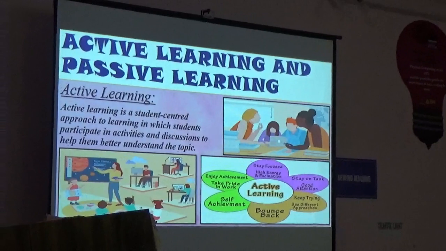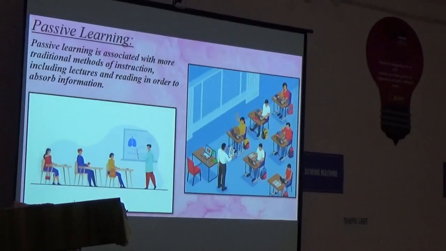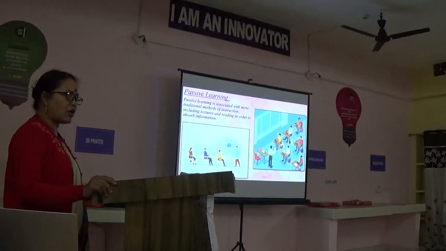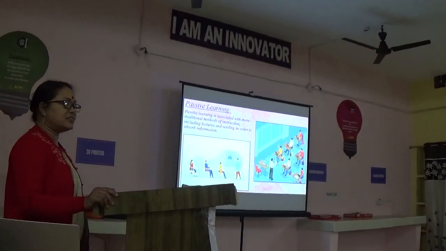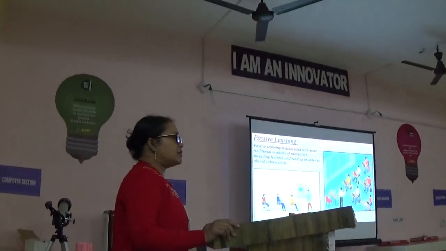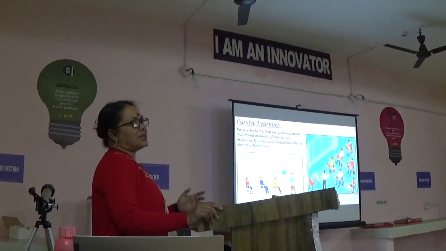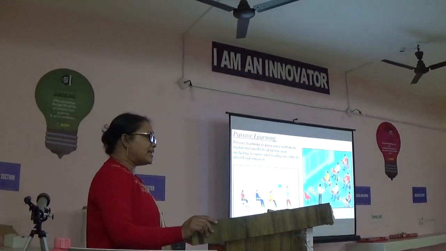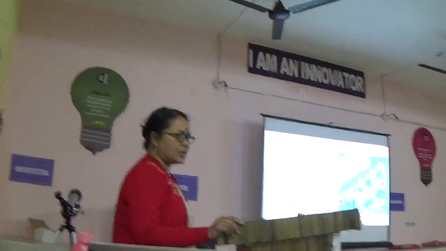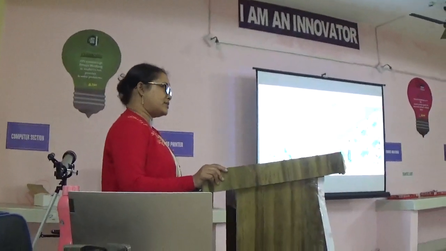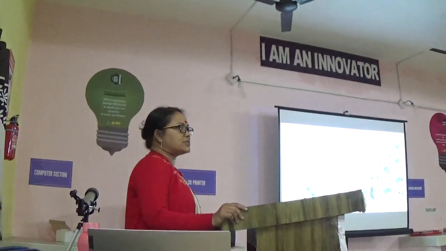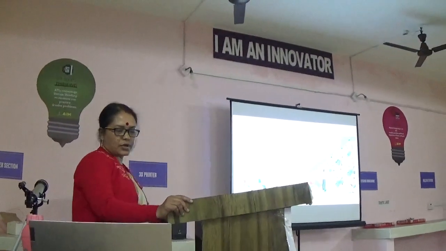The next point is passive learning. Passive learning involves the very age-old traditional method, in which the teacher engages them through teaching, reading, giving them materials to understand, and then giving instruction to absorb the information. So this is the age-old, traditional process of learning. Generally, students go through this learning process.